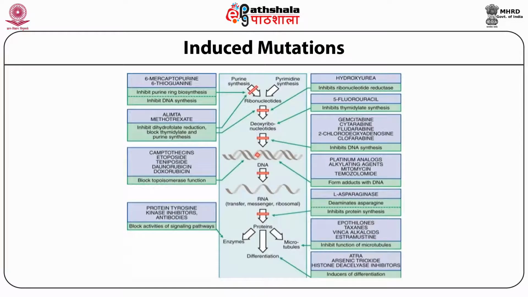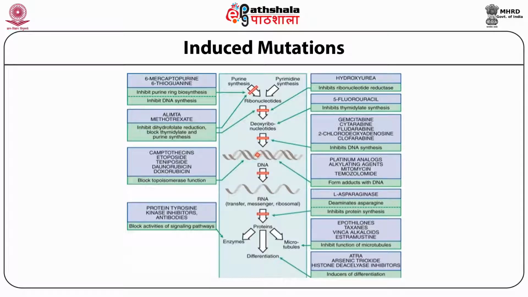Here we discuss the commonly studied DNA binding drugs and the steps where these drugs act. For example, mercaptopurine and 6-thioguanine inhibit the purine ring biosynthesis and inhibit the DNA synthesis. Similarly, hydroxyurea inhibits the ribonucleotide reductase, and 5-fluorouracil inhibits the thymine synthesis.